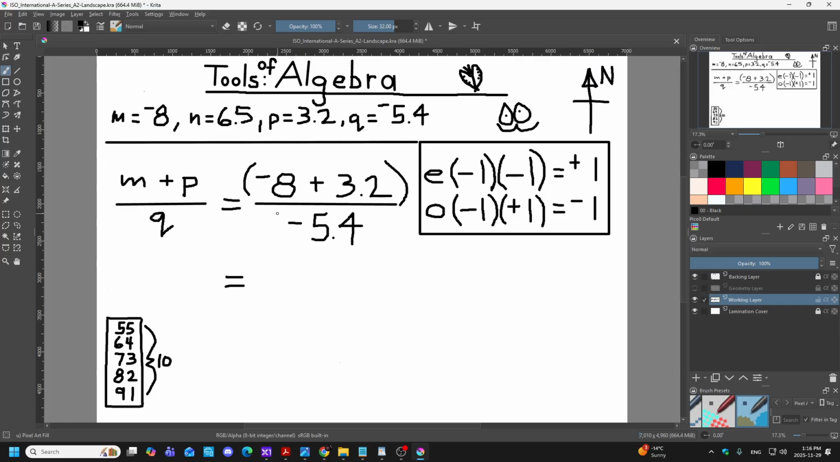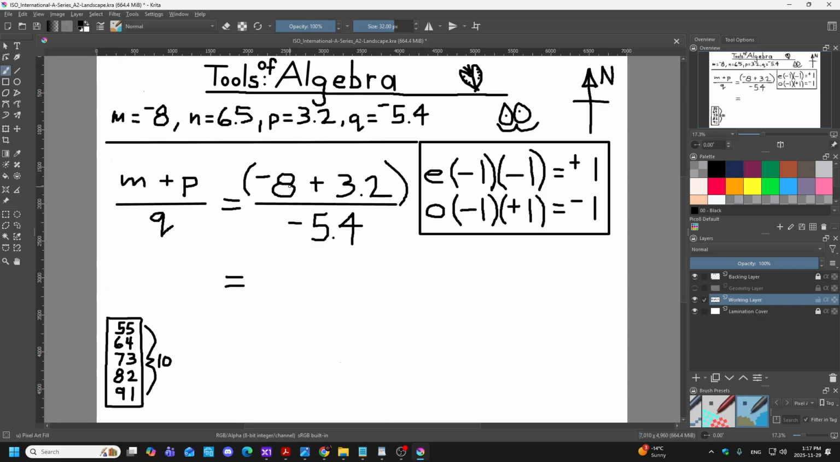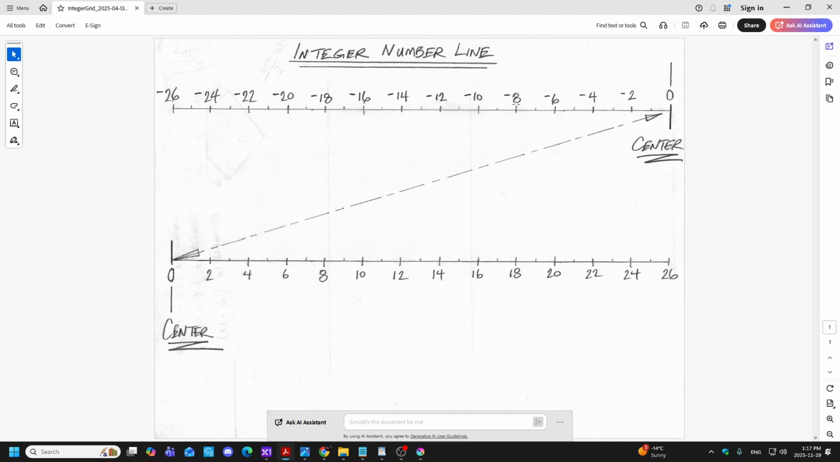Equals. Let's do the math here. Now, look at the values, right? Negative 8 is deep in the negative area, right? Here we are, negative 8. We need at least a positive 8 jumps just to get to 0. Okay, makes sense? Remember, positives go to the right, negatives go to the left, 0 is center. Okay? We're going positive jumps to the right, only 3 jumps, so like 3.2 jumps. It's not very much, right? Obviously, it's less than 8 because we need 8 just to get to 0.